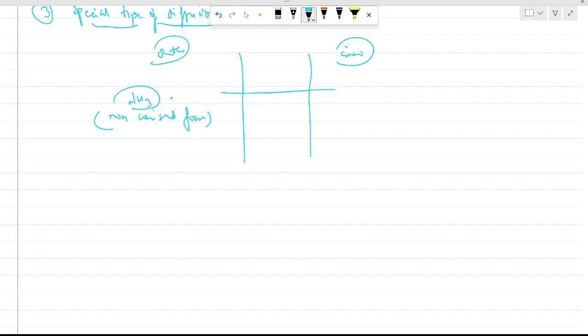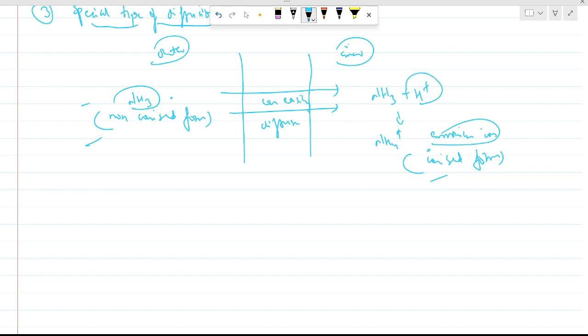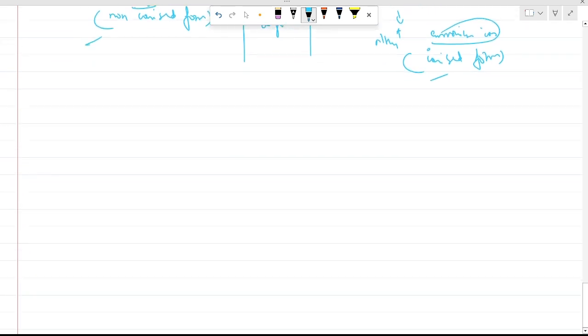This non-ionized form can easily diffuse. After going inside, it combines with a proton, an H plus ion, to form the ammonium ion. That is the ionized form. Non-ionized form ammonia, ionized form ammonium ion after combining with an H plus ion. So this form of transport is called non-ionic diffusion. It's another type of diffusion, non-ionic diffusion.